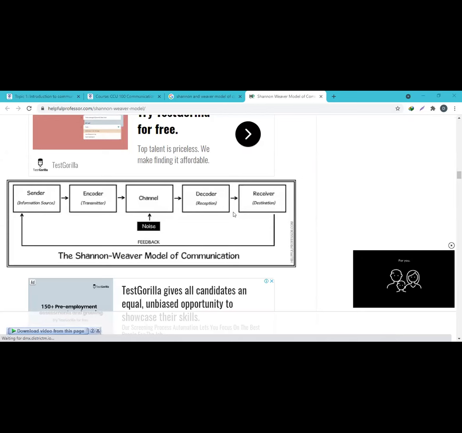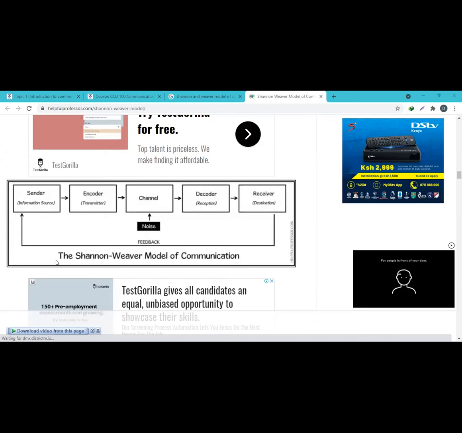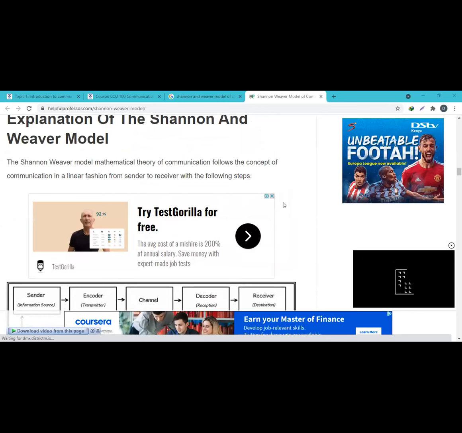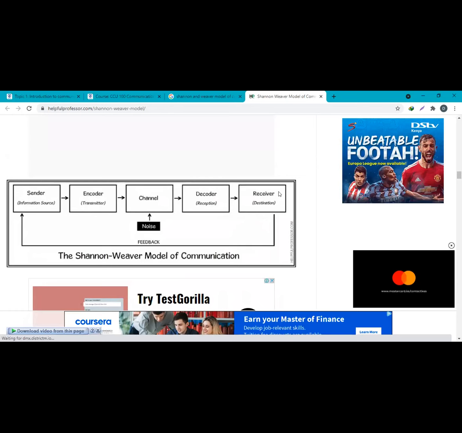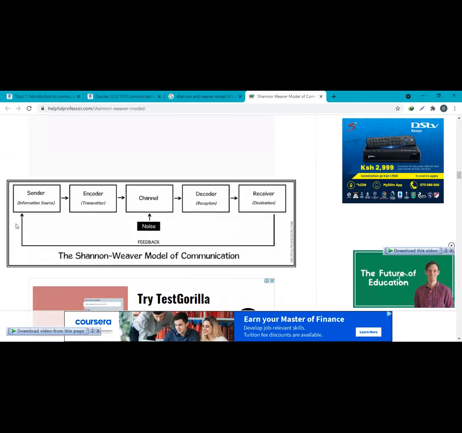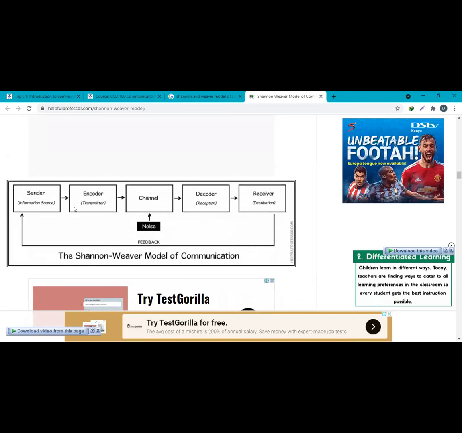This is a model by a scholar known as Shannon and Weaver. So Shannon and Weaver came up with this particular model, and they said that communication starts with the sender, then it goes to the encoder, then the channel, then the decoder, then the receiver, then there is feedback from the receiver to the sender. And in between the sender and the receiver, there is what we call noise. So then the elements of communication is what we call the sender.